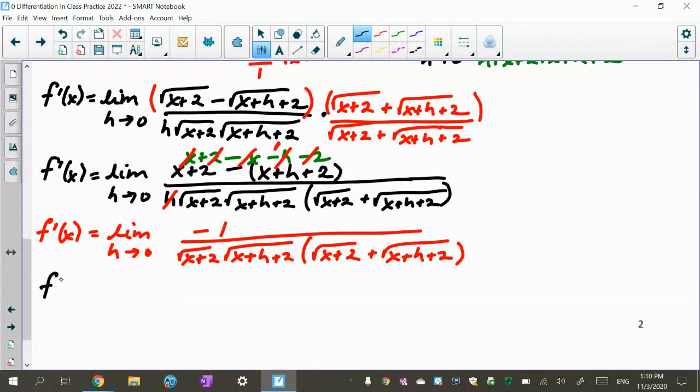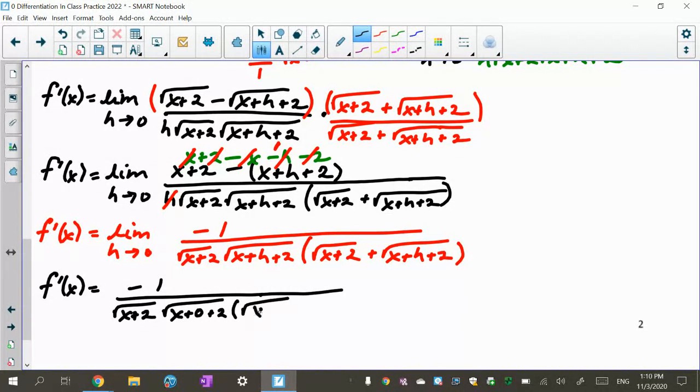Once you plug it in, again, you don't have to write limit anymore. So it's negative 1 over radical x plus 2. And remember, I'm plugging h as 0. x plus 0 plus 2, parentheses, x plus 2 plus radical x plus 0 plus 2.